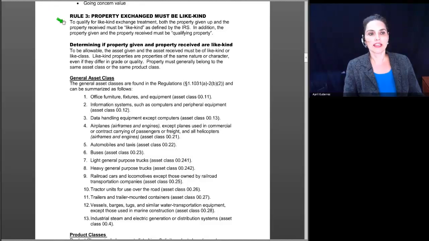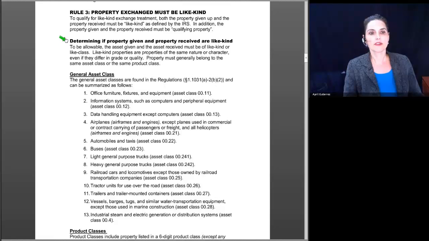To qualify for like-kind exchange treatment, both the property given up and the property received must be like-kind as defined by the IRS. In addition, the property given and the property received must be qualifying property. How do you determine if the property given and the property received are like-kind?